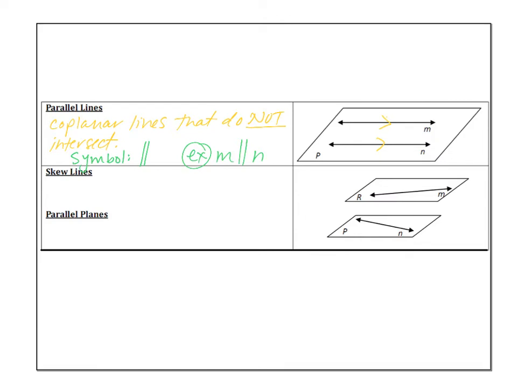Next, we're going to talk about skew lines. Skew lines are lines that do not intersect, but they're also not parallel to each other. So let's jot that down. Lines that do not intersect but are not parallel.